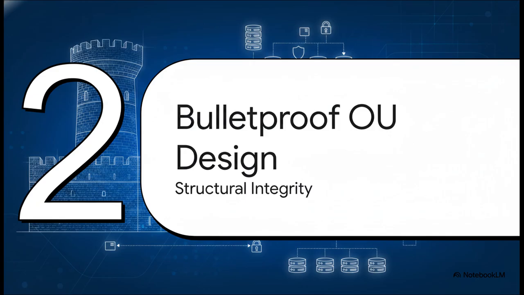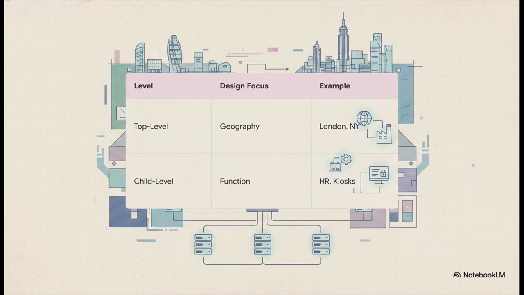Moving right along to Section 2, Designing Bulletproof Organizational Units. So when you're designing your AD structure, you really don't want to just dump everything into a single giant bucket. This table shows the standard hybrid OU structure, which is brilliant because it ensures your policies apply in clean, non-conflicting layers. You put geography at the very top level, like London, New York, or Sydney, and then you break things down by object type and function underneath that.